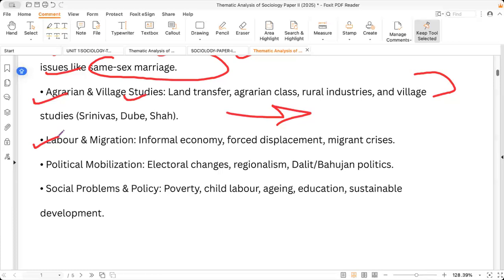They don't have their identity. They don't have a fixed work. They don't have a fixed place to sleep. So it is called the concept of footloose labor. So migrants go through a lot of crisis.